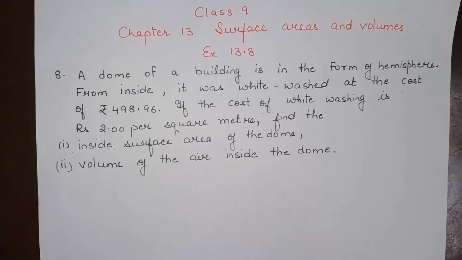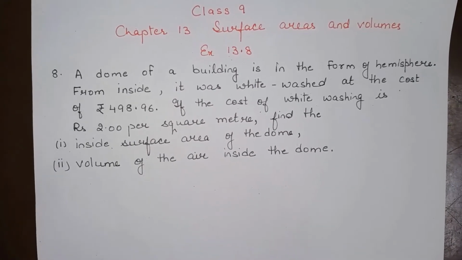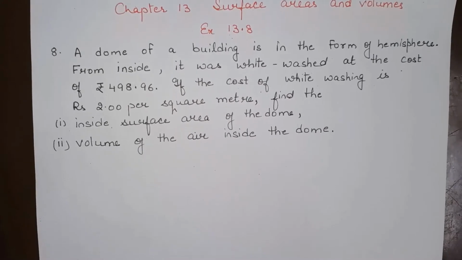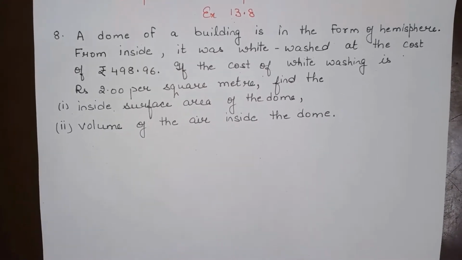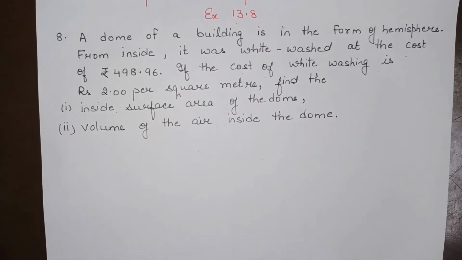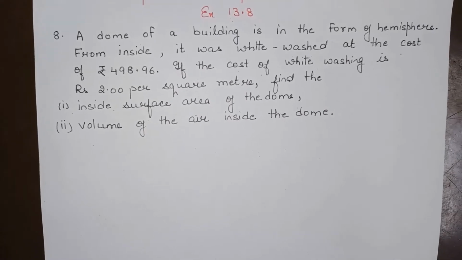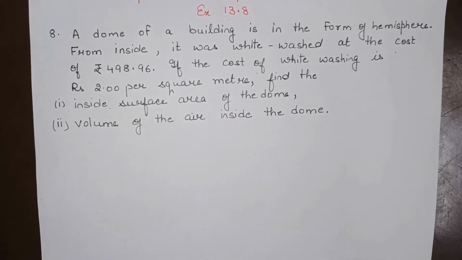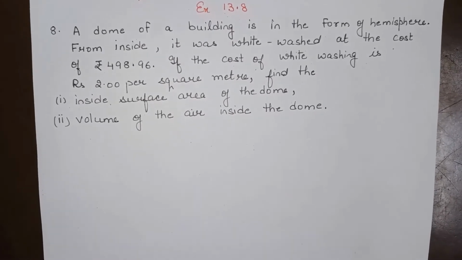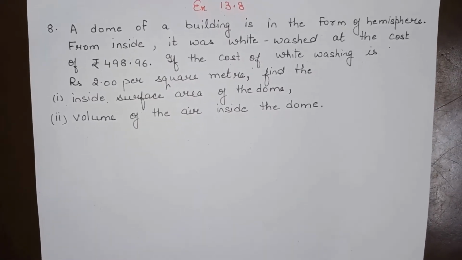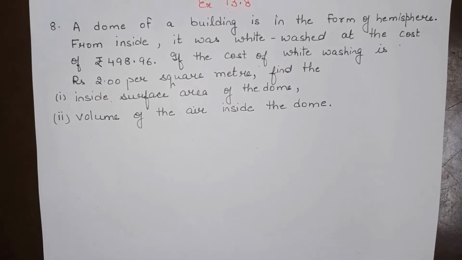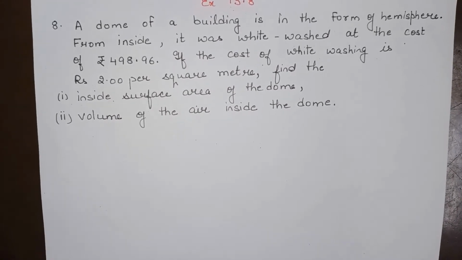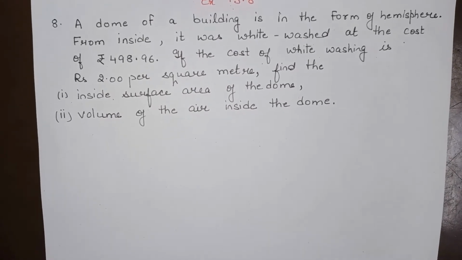Hello everyone, today we will do class 9 chapter 13 surface areas and volumes exercise 13.8 question number 8. A dome of a building is in the form of a hemisphere. From inside it was whitewashed at the cost of rupees 498.96. If the cost of whitewashing is rupees 2 per square meter, find the inside surface area of the dome.